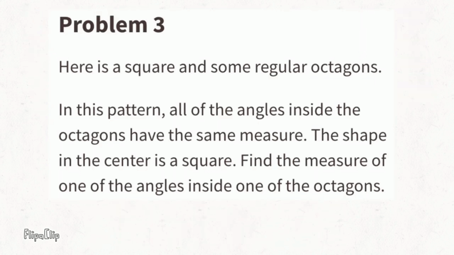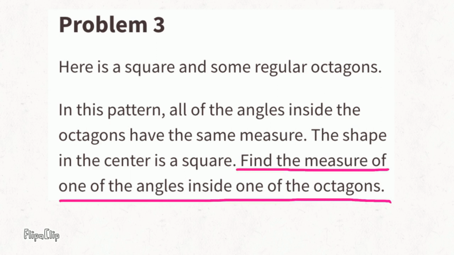Problem number 3. Here is a square and some regular octagons. In this pattern, all of the angles inside the octagons have the same measure. The shape in the center is a square. Find the measure of one of the angles inside one of the octagons.